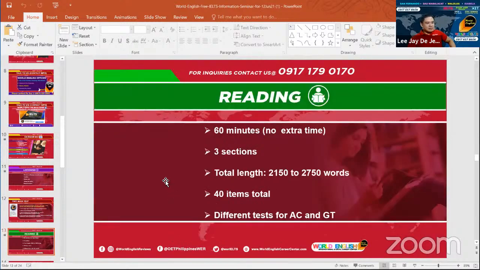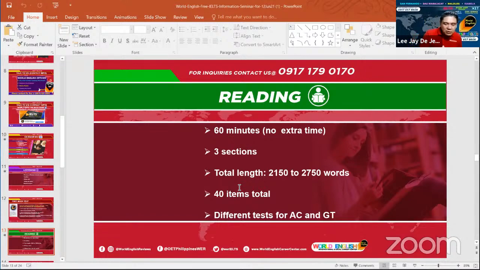Now, after the listening test, you will have the reading test at 9. So it's 60 minutes and it has 3 sections. So 3 different topics po. How long will the reading test be? It's gonna be around 2,200 to 2,800 words. So that means you're gonna be reading at least 10 pages, probably 12 to 14 pages. And again, just like listening, there are 40 items in total.